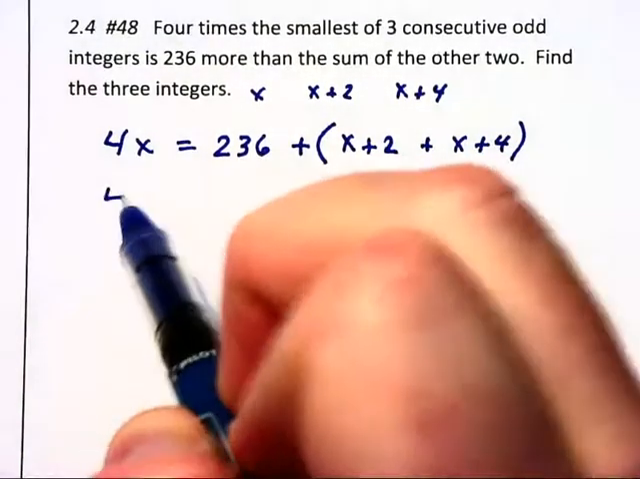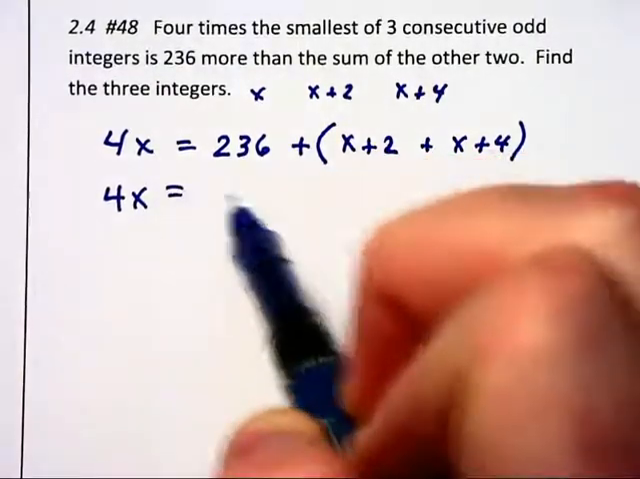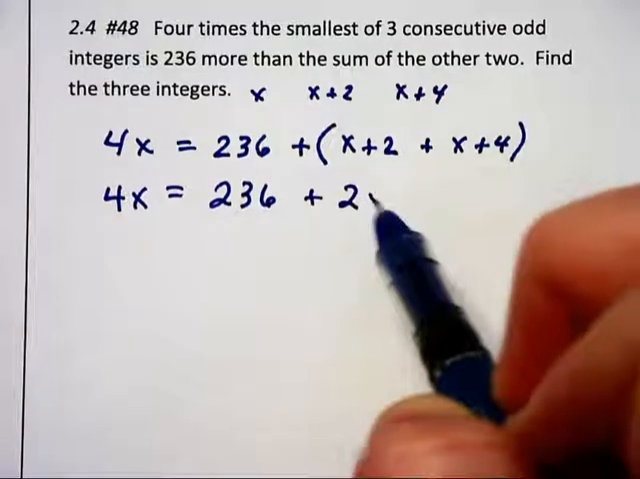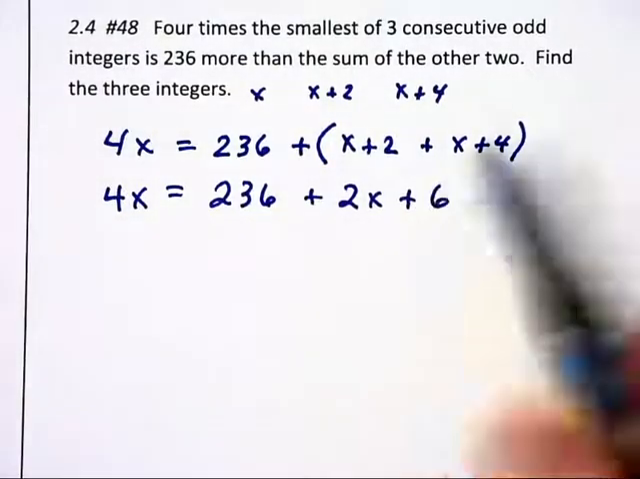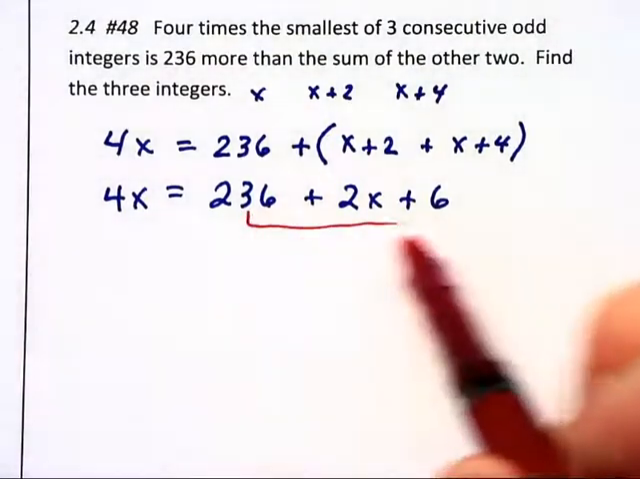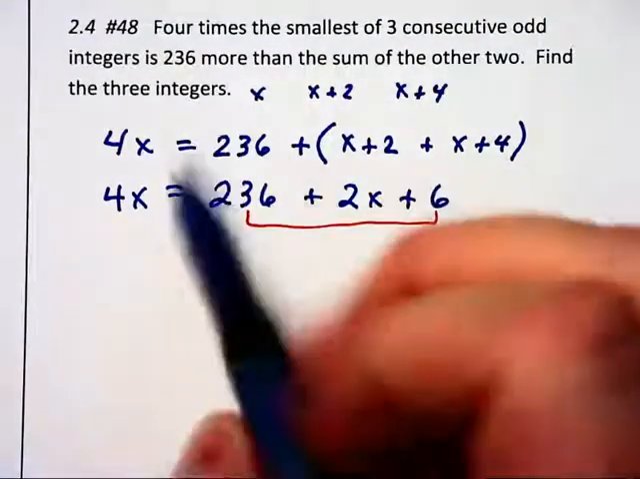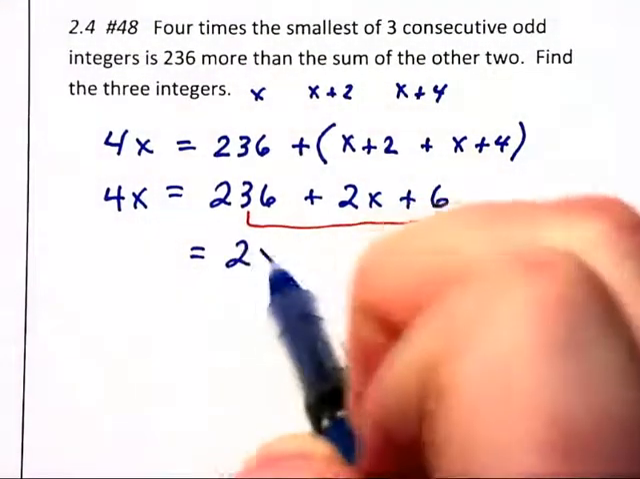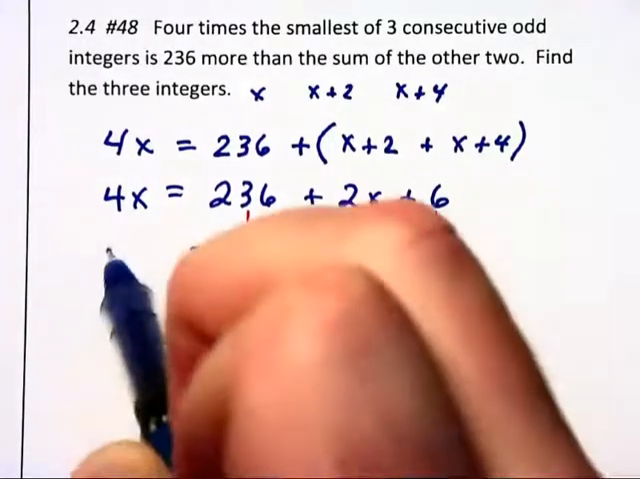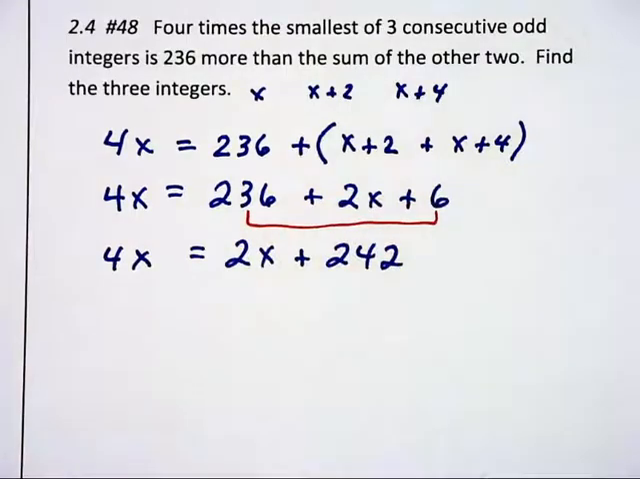The left, no change, is 4x. We're going to have 236 plus 2x plus 6 on the right. When we combine like terms, we're going to have on the right 2x plus 242. Left side is going to remain 4x.